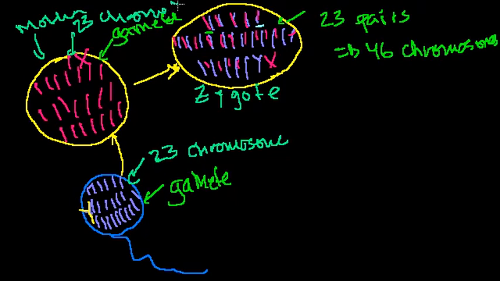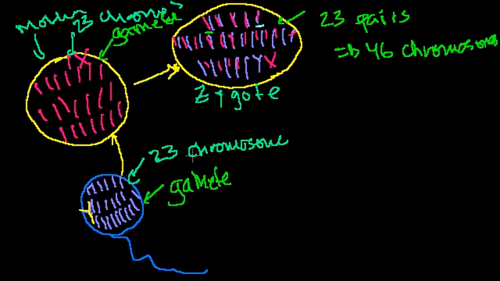Now, everything that I'm talking about here, the number 46 or 23 pairs or 23 individual chromosomes, is unique to human beings. If I talked about other species, they might have 10 chromosomes or they might have 5 chromosomes. But one thing that is universal for all sexually reproducing organisms is that gametes have half the number of chromosomes as the zygote, or as you can view it, the organism itself, the way we conventionally think about it.